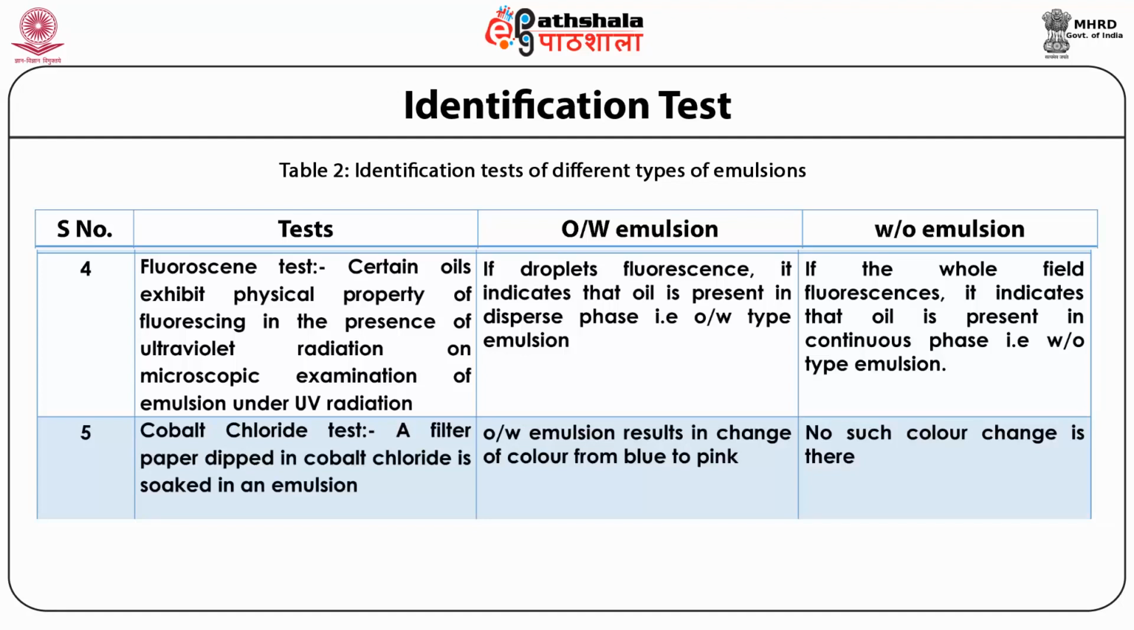The fifth and the last test of identification is a cobalt chloride test. In this test, a filter paper is dipped in a cobalt chloride solution. In case of oil and water emulsion, it results in the change of the color of the paper dipped in cobalt chloride from blue to pink. However, if the filter paper is dipped in a water and oil emulsion, no such change in color is observed.